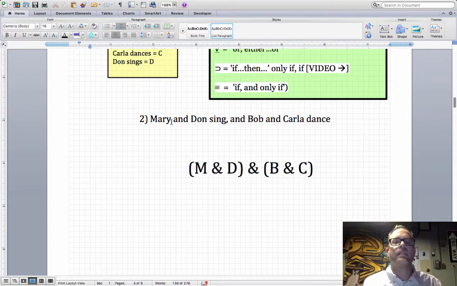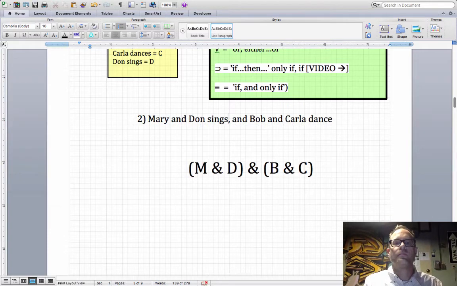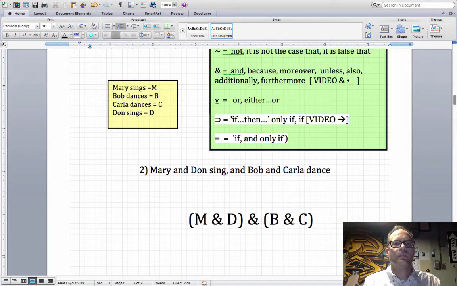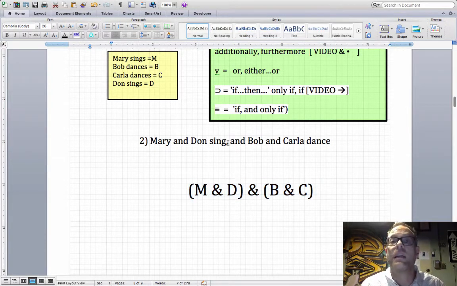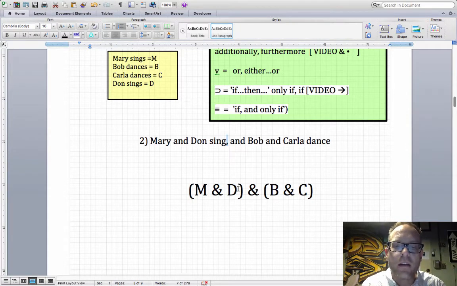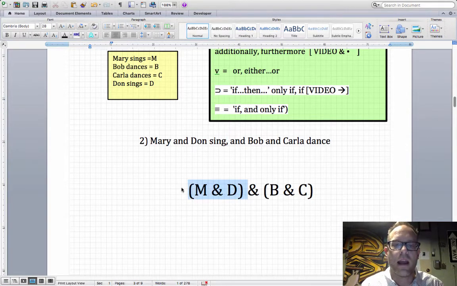Notice that I could have rewritten this sentence to say Mary sings, semicolon, and Don sings. Why does that look funny? Oh, it's okay. Notice that I could have put the commas in other places, and that would have changed the order of these parentheses. So what does this little comma mean? See this little comma right here? It tells us that we put a parentheses around the M and the D. It also tells us that whatever comes afterwards is also on its own. So we have B and C.